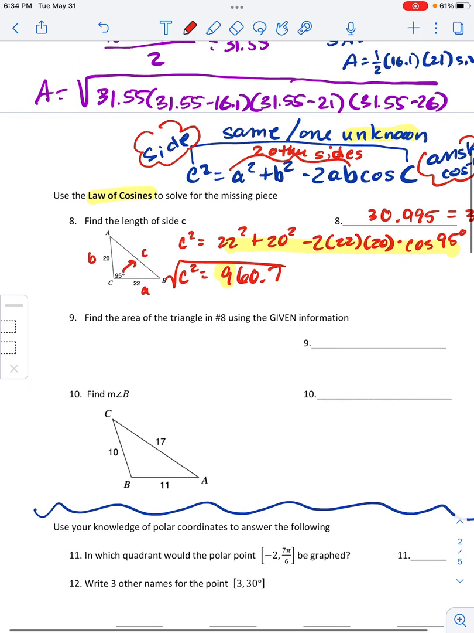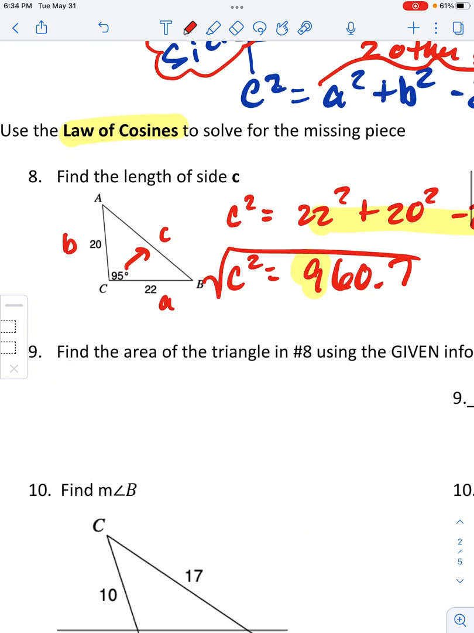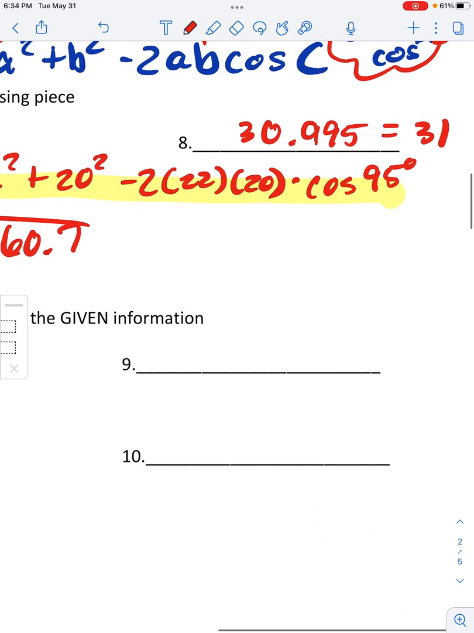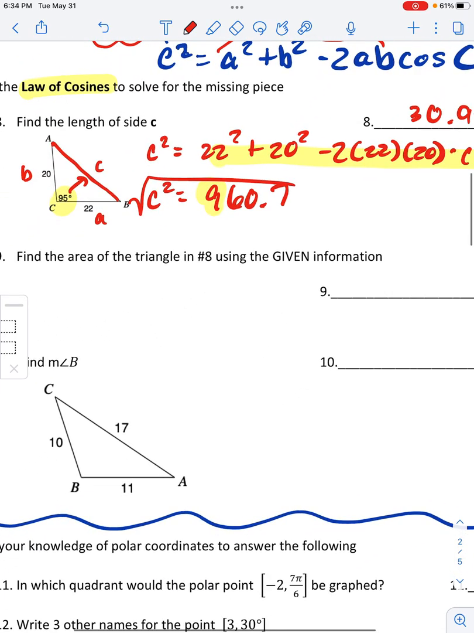Given the other numbers, that makes sense, because looking at my picture, that's an obtuse angle, so that's the biggest angle. So this side that I was looking for has to be the biggest side. And if you have a 20, a 22, and then a 31, that seems pretty logical.